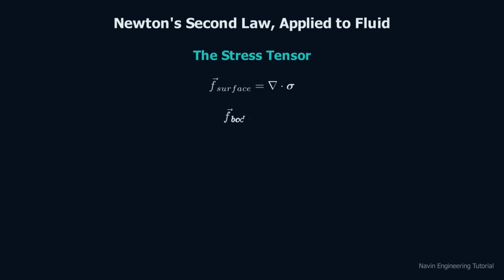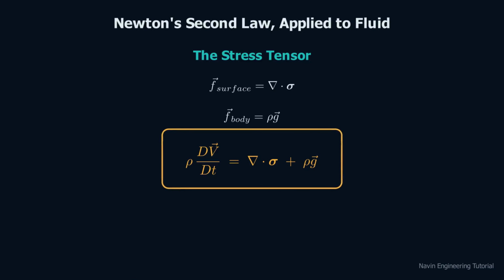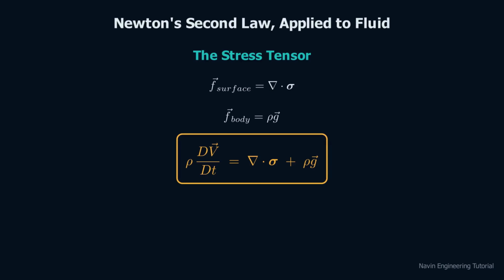And the body force is simply gravity, density times the gravitational acceleration vector, g. Combine everything, and we arrive at the Cauchy momentum equation, the general statement of Newton's second law. What makes a fluid, rather than steel or rubber, is only how the stress tensor sigma relates to the motion of the material. That relationship is our final missing piece.